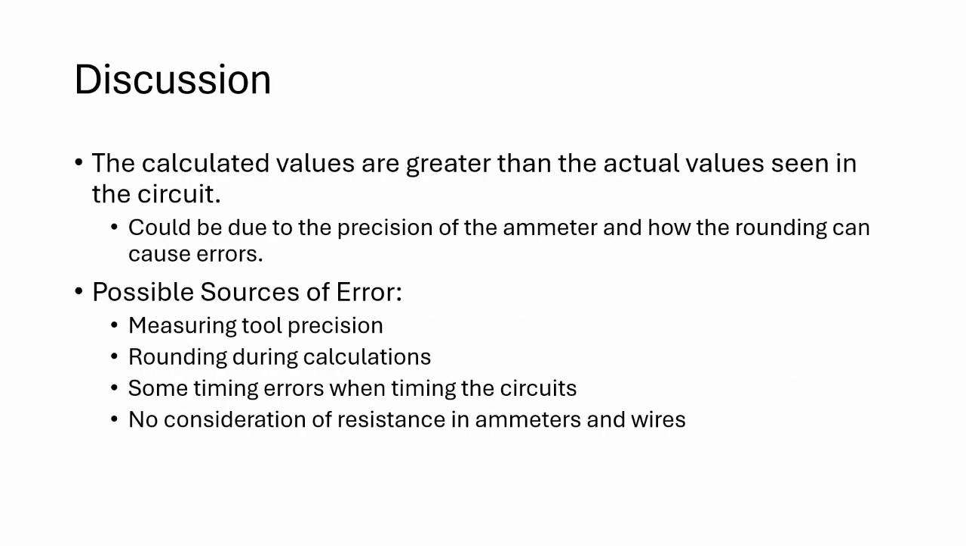For the discussion, the calculated values were greater than the actual values seen in the circuit. This could be due to the precision of the ammeter and how the rounding can cause errors, and also due to the usage of the battery. Possible sources of error: measuring tool precision, rounding during calculation, some timing errors when timing the circuits, and no consideration of the resistance in the ammeters and wires.